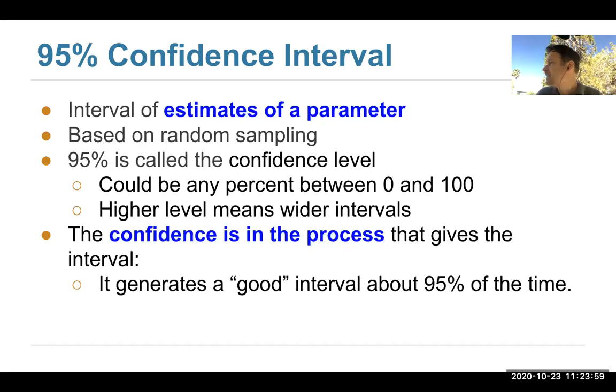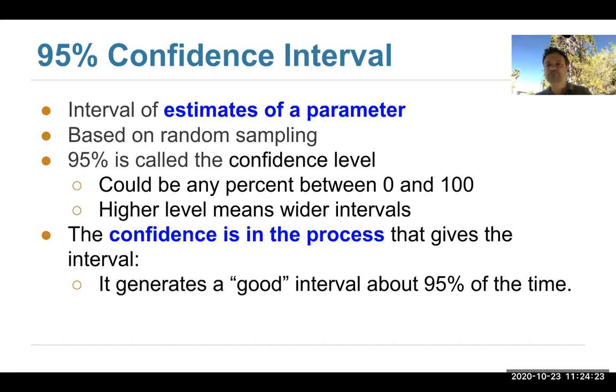Okay? It doesn't mean that there's a 95% chance that the population parameter is within this interval. Because once you have an interval, the population parameter either is or isn't in that range. There's some truth about it. It's not known to us, but the interval is either good or it's bad. We just don't know which it is. So instead, what this confidence refers to is sort of like an aggregate.